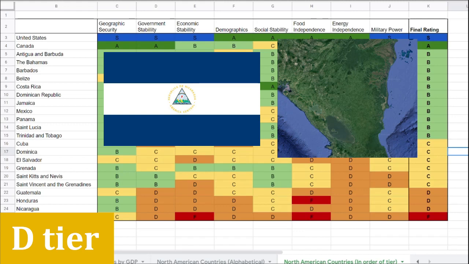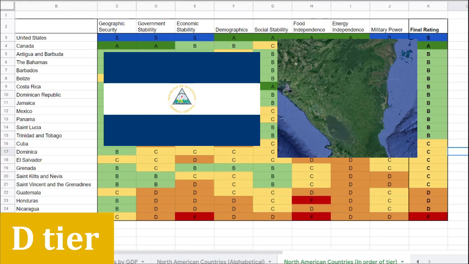Economic stability D. The economy is mostly based on subsistence agriculture and agricultural exports. Not very good. It also has additional problems. It has the same problems that most of the other Central American nations have. Demographics D. It is also in phase 3 of its population growth. No economic growth. Social stability is C.